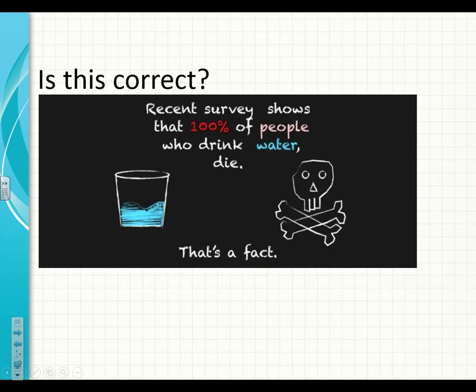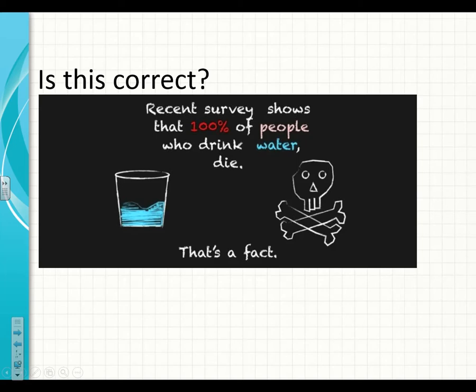So, thinking about intervening variables, the question here is, a recent survey shows that 100% of people who drink water die. That's a fact. So we would say there is a correlation between drinking water and death of 100%, a perfect correlation. If you drink water, then you will at some point die. Sort of a correlation, not quite obviously, but you get the idea. Is that correct? Is that a valid statement? Well, of course not.